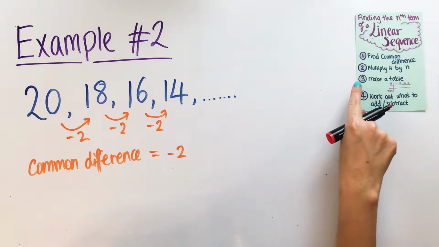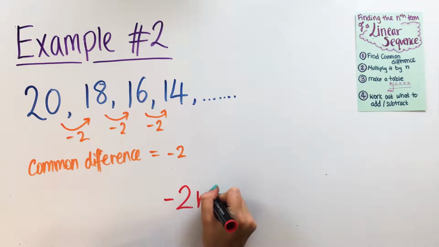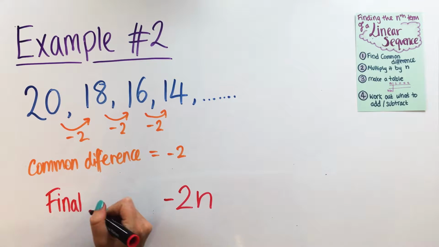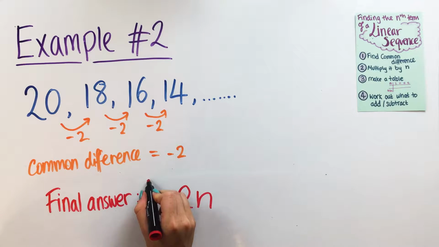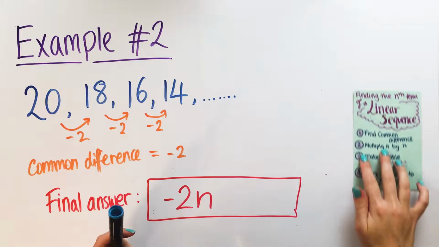The second step is you multiply it by n. So this would be minus 2n. And we know that this is going to form the first part of our final answer. The third step is we make a table. So let's move that down here.